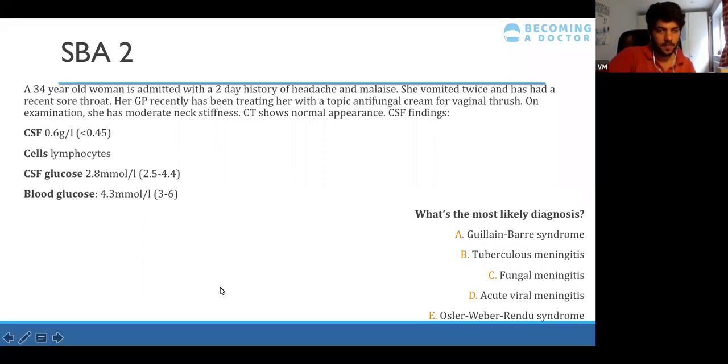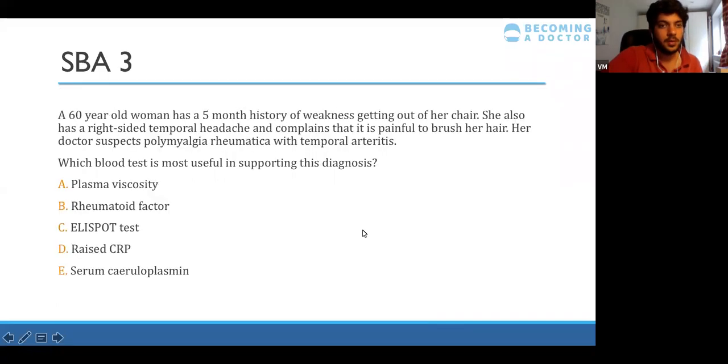Okay, cool. I'm going to end the poll there. Yep, majority of you got it correct. It's acute viral meningitis. So if you have a look at the CSF findings, it's lymphocytic infiltration and normal CSF glucose levels. Viruses don't like sugar. Bacteria and fungi like sugar. Viruses don't. Good, well done. Next one.